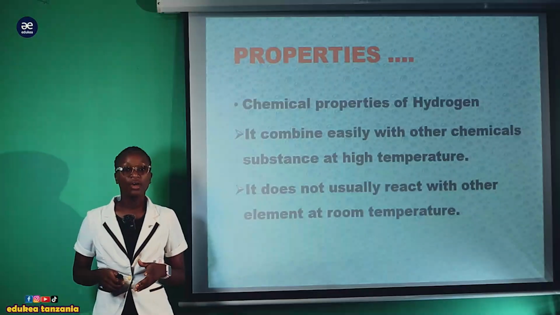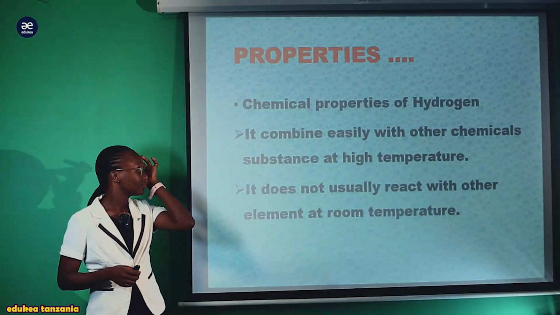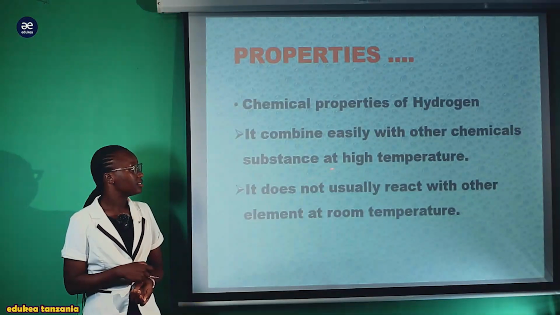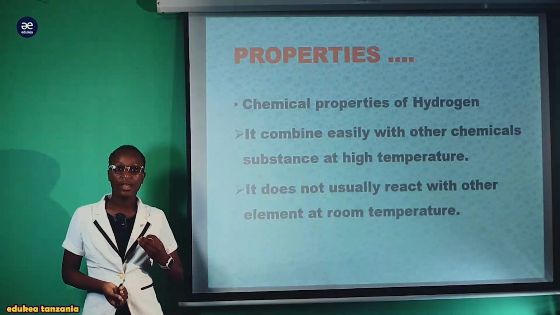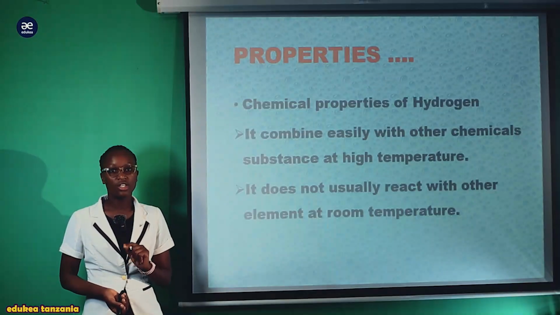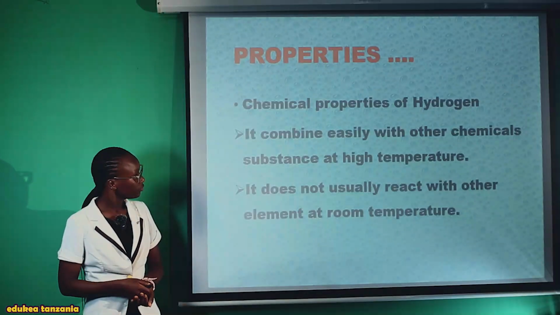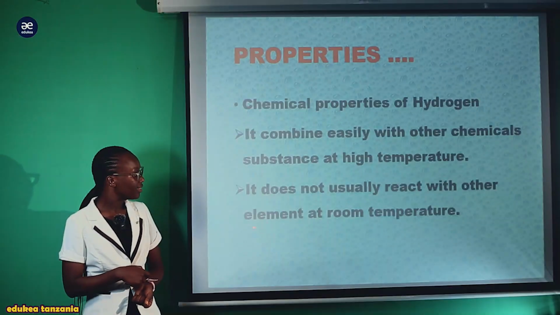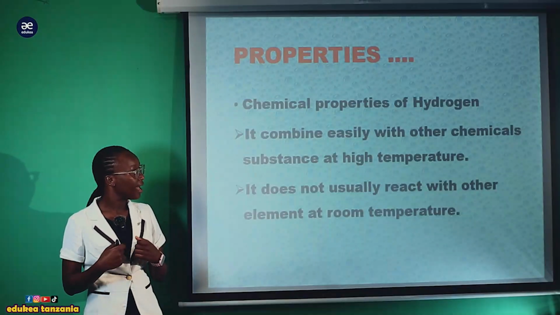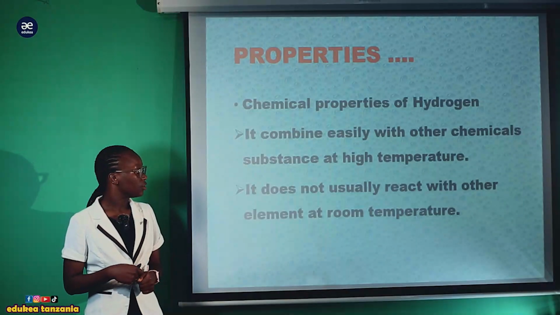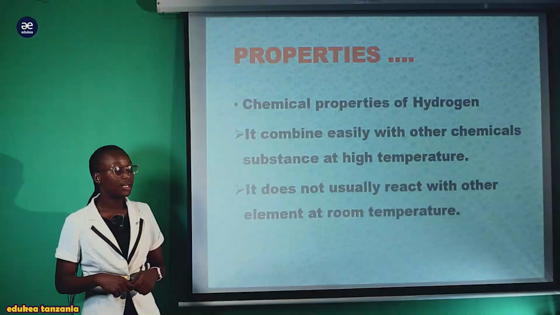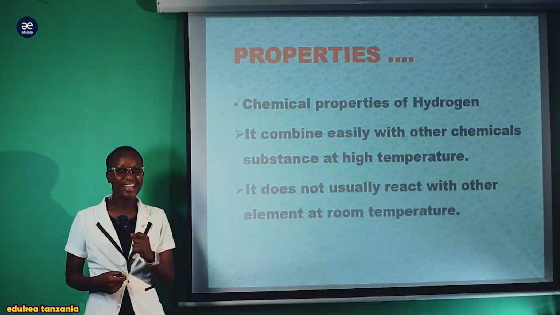Okay, now let us see the chemical properties of hydrogen. It combines with other chemical substances at high temperature. Hydrogen reacts with other substances, but only at very, very high temperature, because at low temperature it does not. Also, it does not usually react with other elements at room temperature. So it is commonly seen reacting with other substances at a high temperature level.